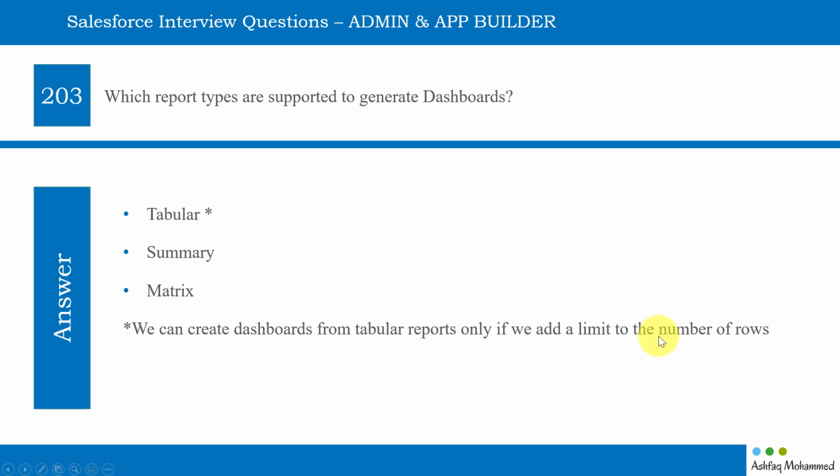We don't have to do anything explicitly. We have to add rows in Classic, but in Lightning, if you simply create the dashboard from a tabular report, it will restrict the rows of those tabular dashboards to 100. We cannot show more than 100 records on a tabular dashboard, okay?